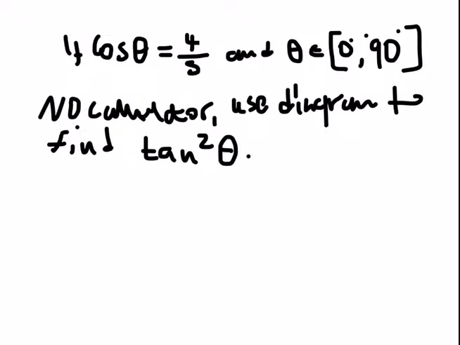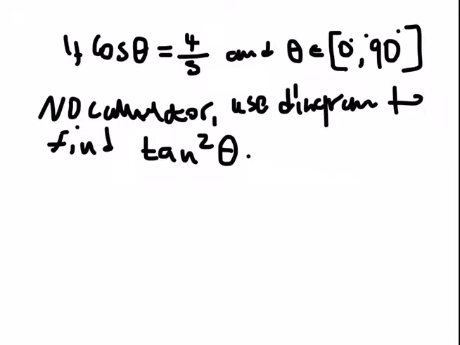Okay. So now I'm going to take you through this interesting part of trigonometry where you will be given a statement which says if cos theta is equal to, in this case, 4 over 5, and where theta is an element of 0 degrees and 90 degrees, calculate without the use of a calculator and with the aid of a diagram the value of tan squared theta.